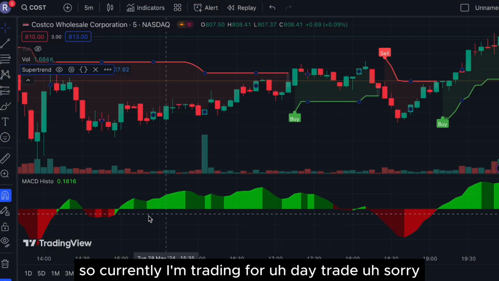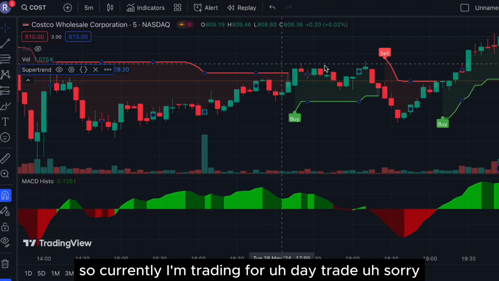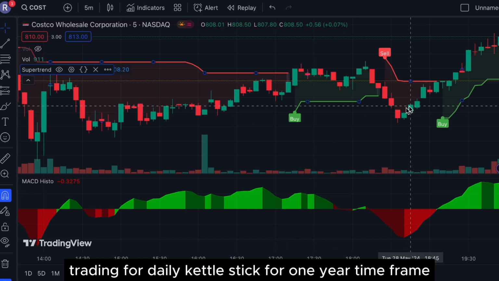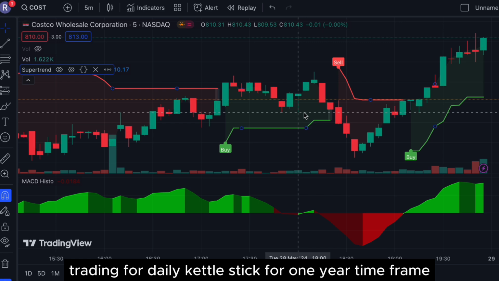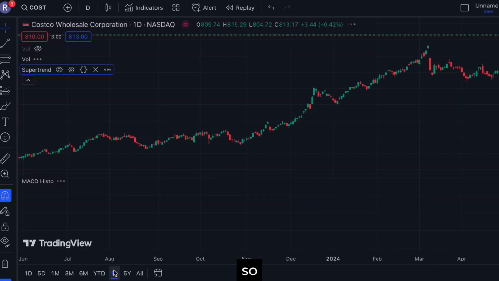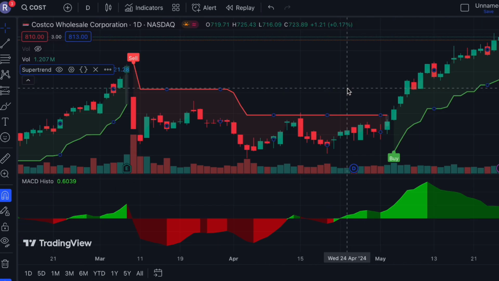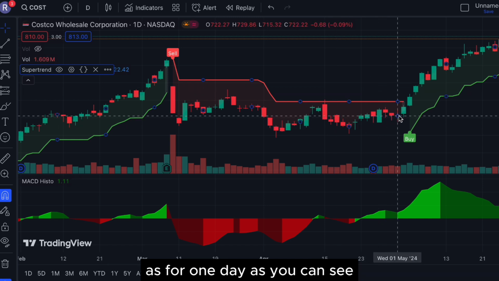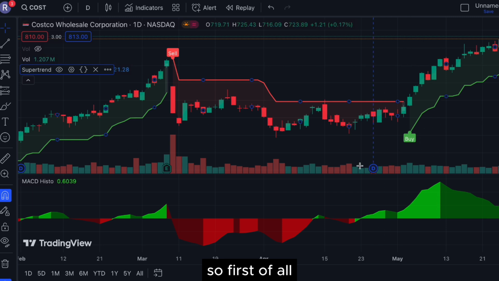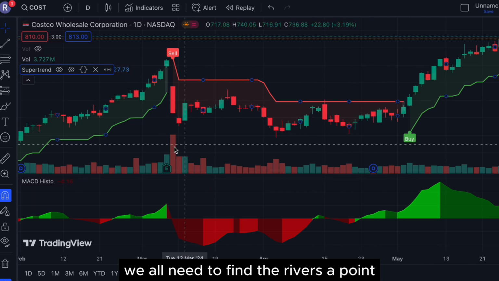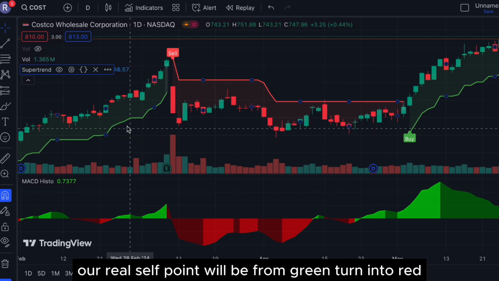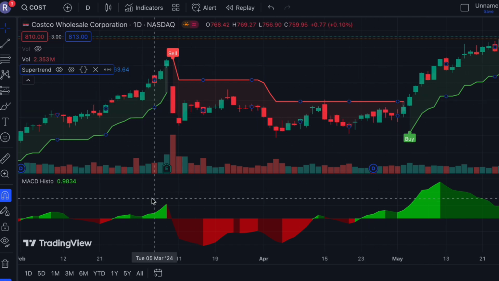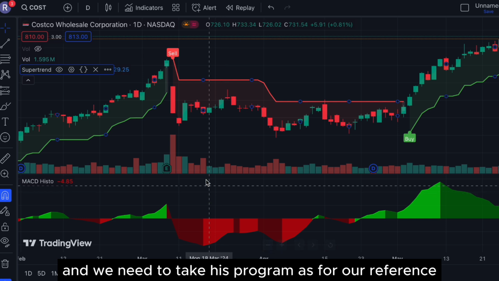So let's start. So currently I'm trading for day trade. I'm trading on the daily candlestick for a 1 year time frame. So each of the candlesticks will be closing as 1 day, as you can see. So first of all, we will need to find the reversal point. So our reversal point will be from green turn into red, or even from red turn into green, and we need to take the histogram as our reference.